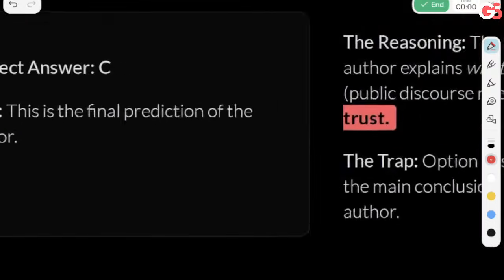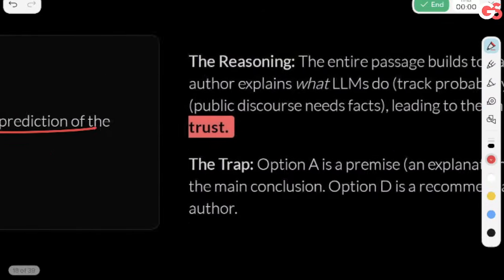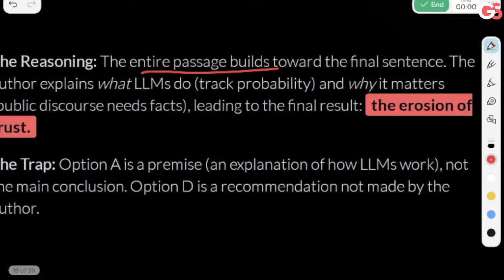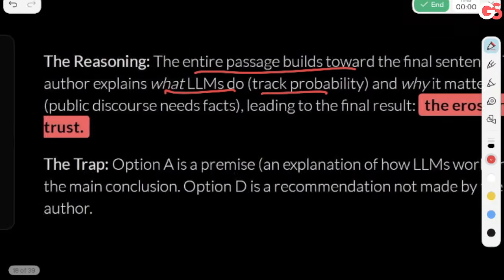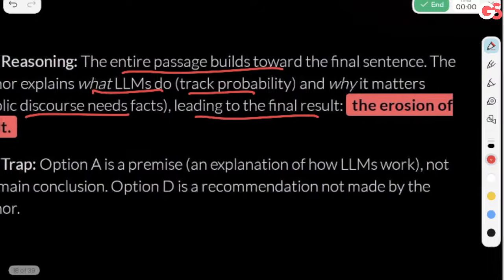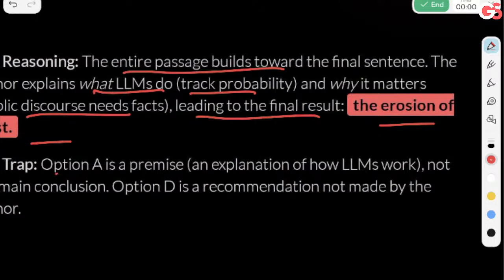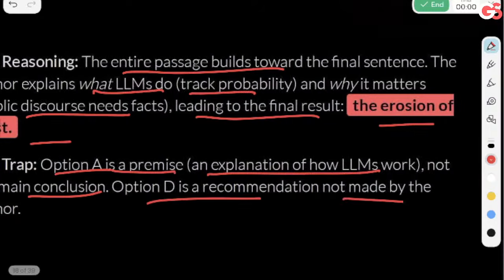Correct answer is C. This is the final prediction of the author. The reasoning here is the entire passage builds towards the final sentence. The author explains what LLMs do. What do they do? They track probability. And why does it matter? Because public discourse needs facts, leading to the final result, the erosion of trust. Trap: Option A is a premise, an explanation of how LLMs work, not the main conclusion. Option D is a recommendation not made by the author.